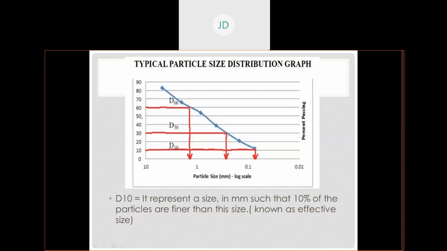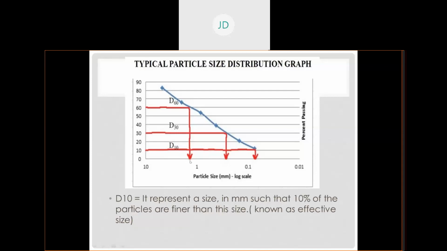That means first you have to find out this 60% point. This axis represents percentage finer. Then find out this point; it represents 60%. Then you just come horizontally up to this graph, like this, up to this point. Then come vertically down to the horizontal axis, and it will touch one point on the x-axis. And this point represents what?